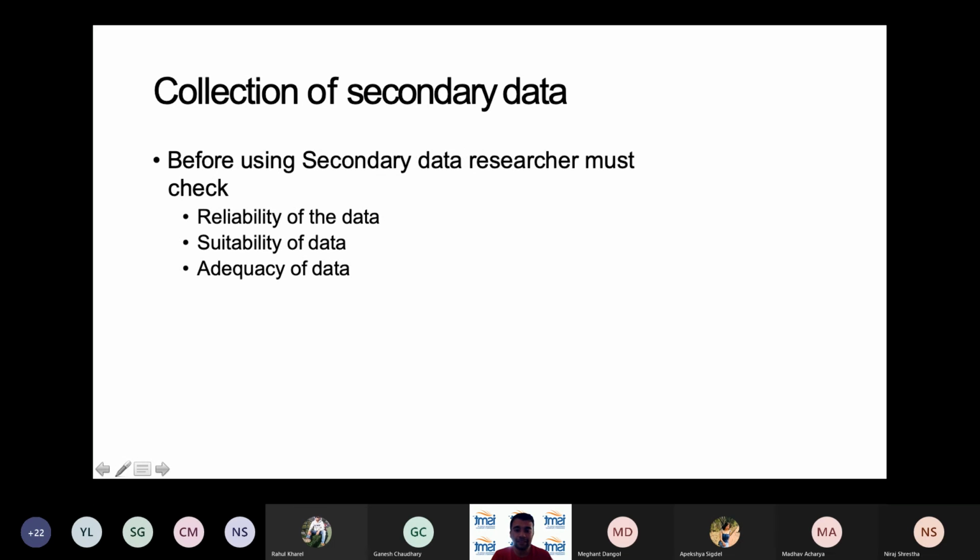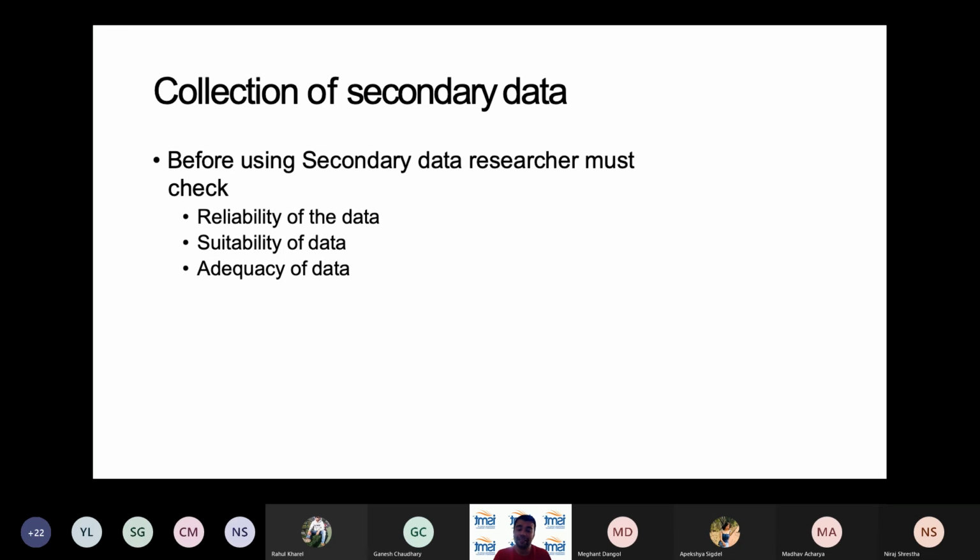Before using secondary data, the researcher must check three parts: reliability, suitability, and adequacy. Is the data you collect adequate for your research, is it suitable, and is it reliable? The reliability issue is addressed by authenticated publication sources. If it is published in an authenticated journal or article, you can say the data are reliable. If the research paper or thesis has not been published in an authenticated source and you obtain it from an unreliable source, then that data cannot be considered reliable for your research.